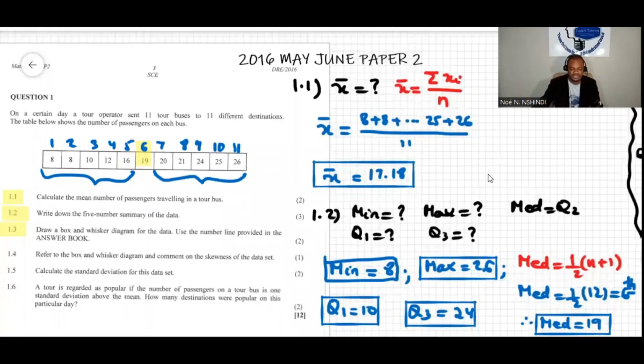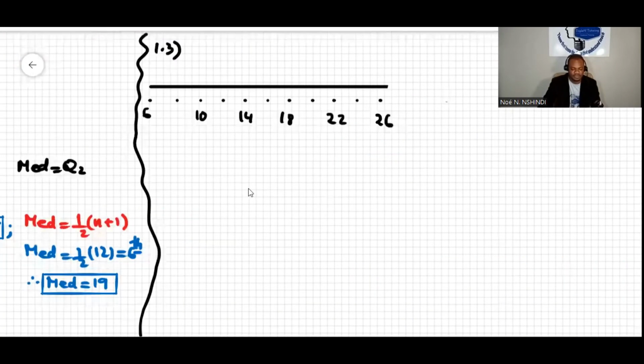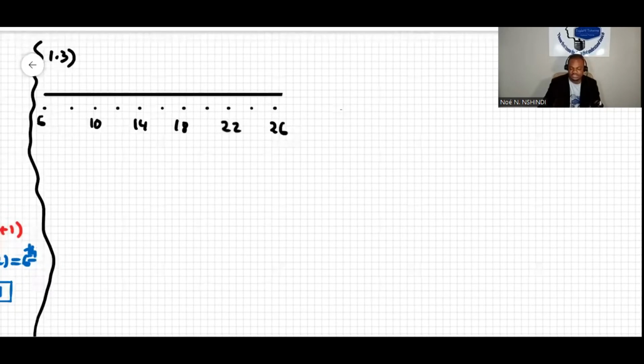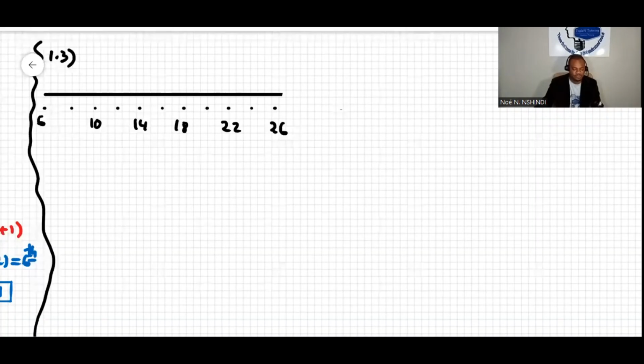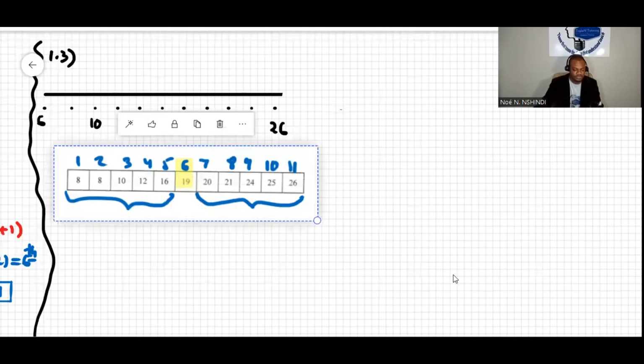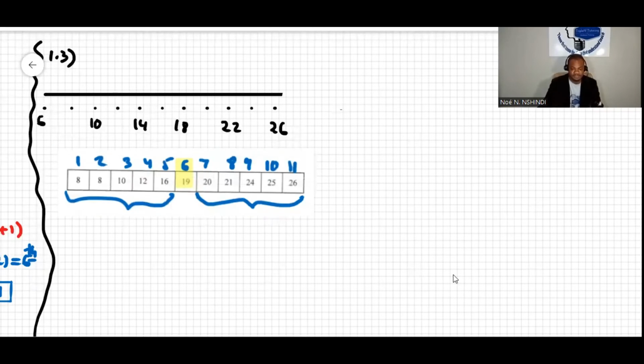Okay, let's take this. The first value is 8, the last one is 26. So let's move over here. I think we just need the diagram here, the table here, so paste the table over here. Okay, we have it there. So now the first one is 8, the minimum value. I'm going to say 8 is between 6 and 10, so 8 must be somewhere there. So 8 is over here.